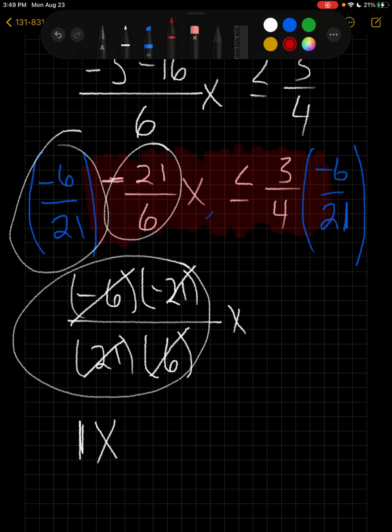Here's the big cautionary tale. When you multiply or divide by a negative number, your inequality sign flips over. So right now we have less than or equal to. It should be greater than or equal to, because we multiplied by something that is negative here.